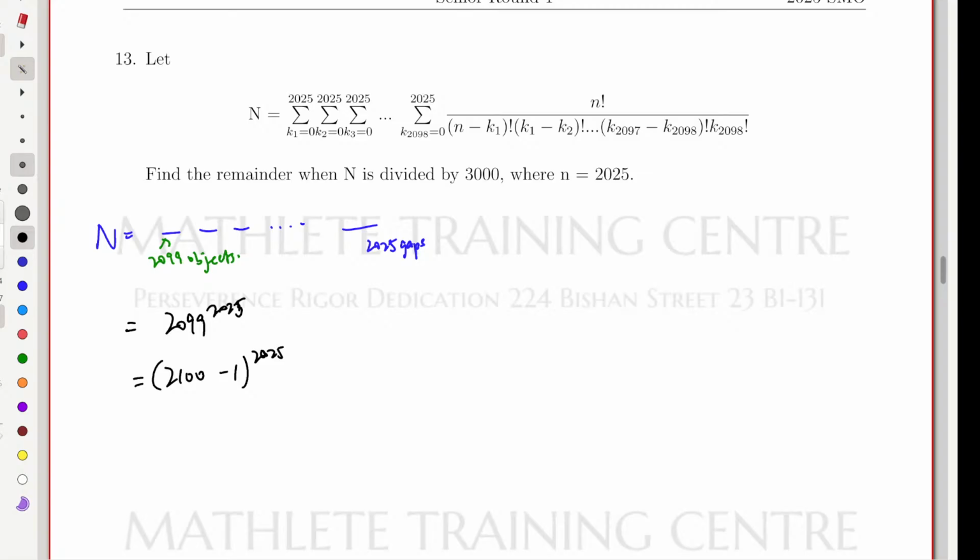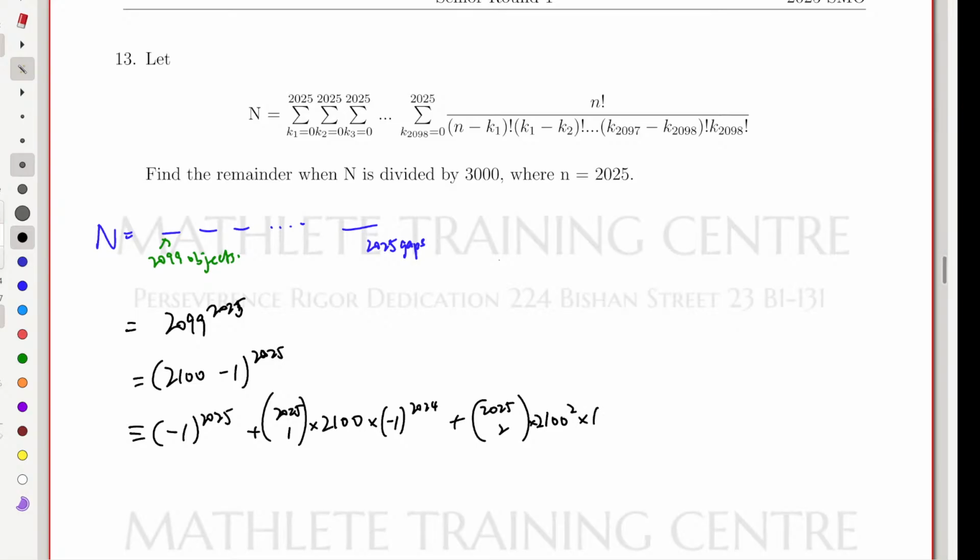That's pretty useful. So if we use the binomial theorem, this will be congruent to negative 1 to the power of 2025 as the first term. The next term will have one copy of 2100, so you have 2025 choose 1 times this thing, and then negative 1 to the 2024. The next one you have 2025 choose 2 of 2100 squared, negative 1 to the 2023, and so on, right?